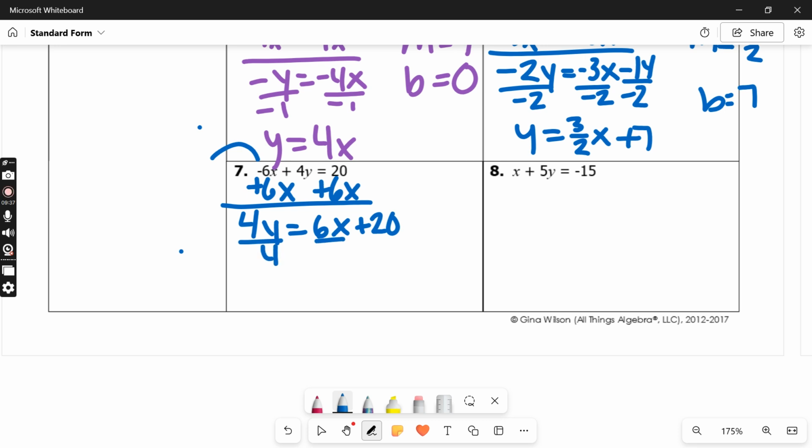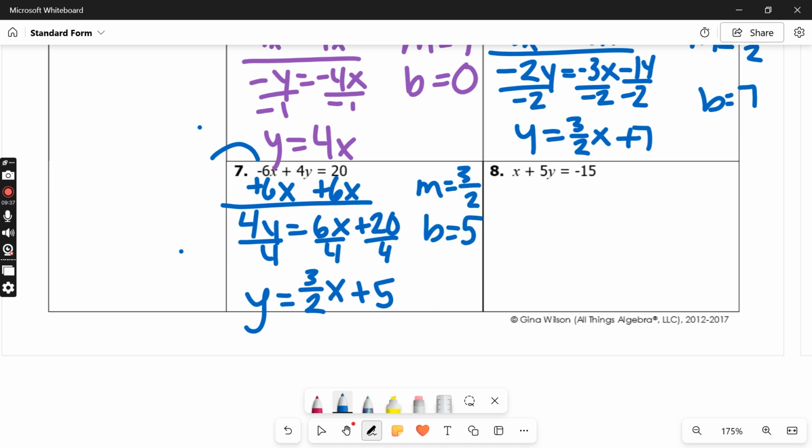And then I'm going to divide everything by 4. So this gives me y equals. Now 4 doesn't go into 6 evenly, but I can simplify that. This would simplify as 3 over 2x because I can divide 6 and 4 both by 2, and then plus 5. That means my slope is 3 over 2, and my y-intercept is 5.